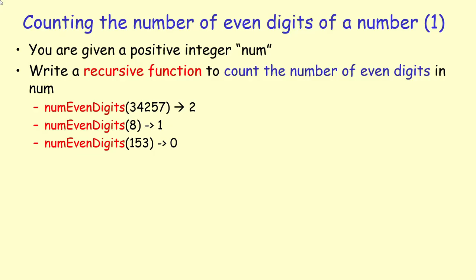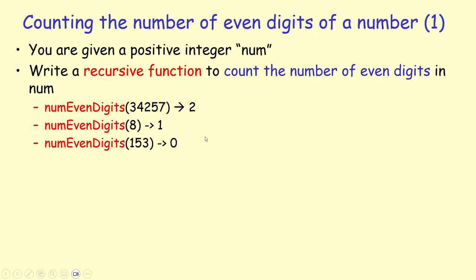Let's look at our next problem, counting the number of even digits of a given integer. You are given a positive integer num. Write a recursive function to count the number of even digits in num. So here are some examples, num even digits. If the input is 34257, obviously there are two even digits in it, so it's 4 and 2. So the count is 2. Number of even digits 8 is 1 because there's only one digit and that's even. Number of even digits 153 should return 0 because all the digits of the number are odd numbers.